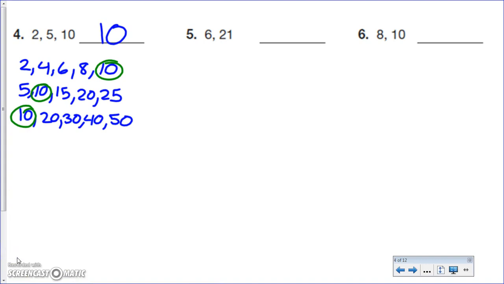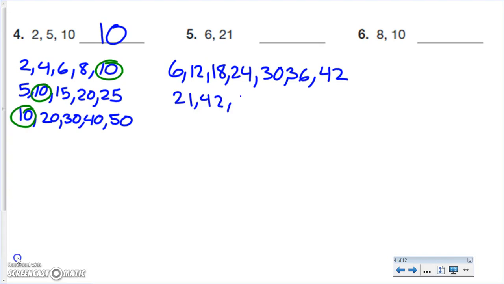For 5, we have 6 and 21. So the same thing, we're going to write out our multiples for the first couple for each number. And the first number to show up on both lists is 42. So we're going to circle that and write it down as our least common multiple.